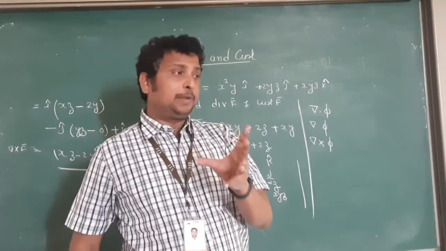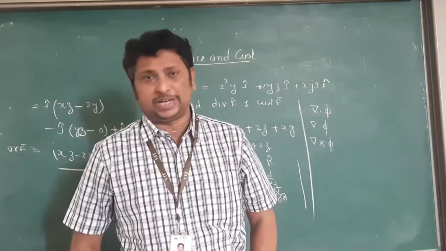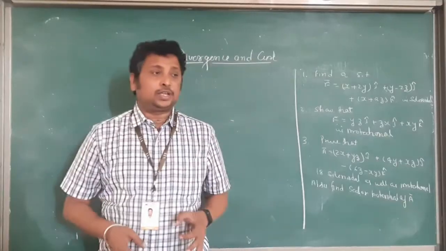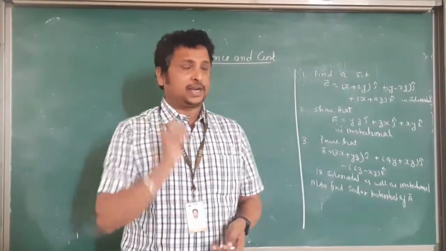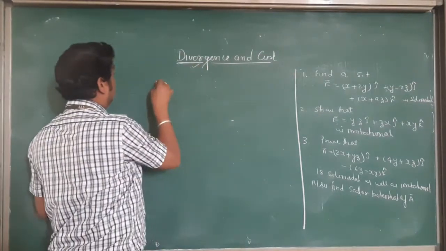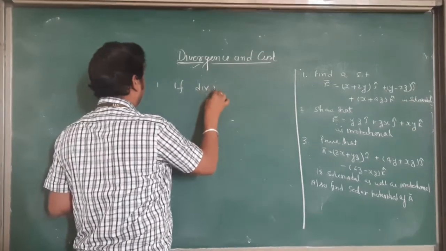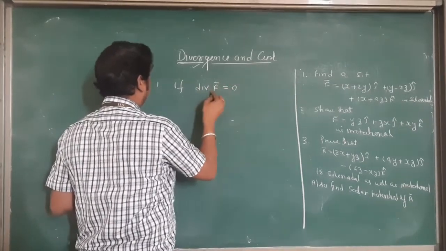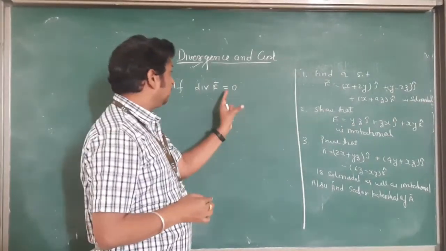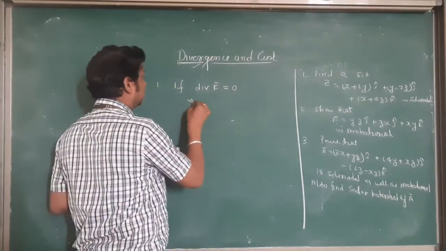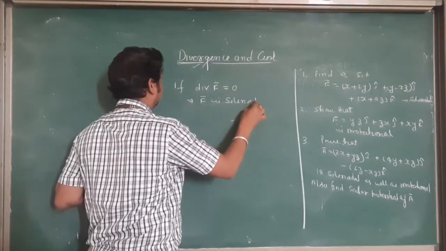So this is the way we calculate divergence and curl for a given vector function. Now I am going to tell about their physical meaning and what properties are important for divergence and curl. So now friends, I will tell the properties or applications of divergence and curl. So first of all, what is the first property for divergence? If the divergence of f is equal to 0, means a vector f is given and you calculated its divergence and it becomes 0, it means f is a solenoidal vector.